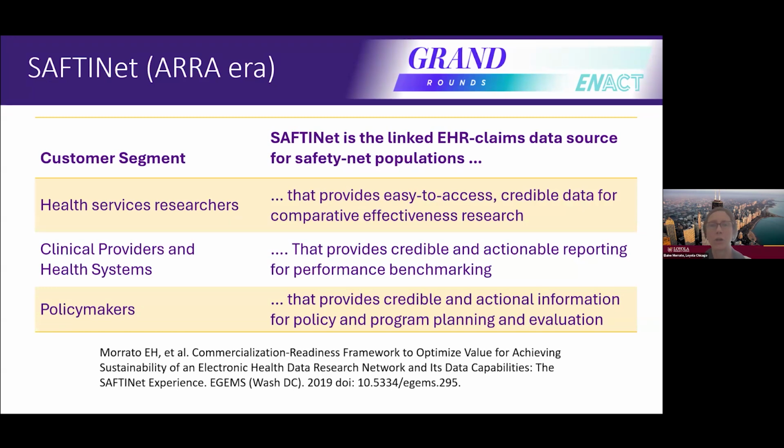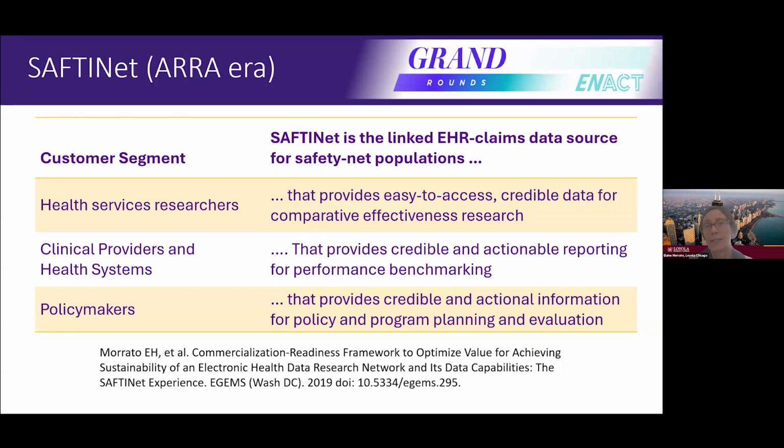This was an EHR-based and administrative claims database network that was linking safety net populations, FQHCs. At the time, there was not a well-established network in that area. And we were looking at comparative effectiveness research users with different customer segments: card-carrying health services researchers, but also clinical providers, health system decision makers, and health policy makers. And you can see here, everyone is looking for credible data, but for slightly different reasons.